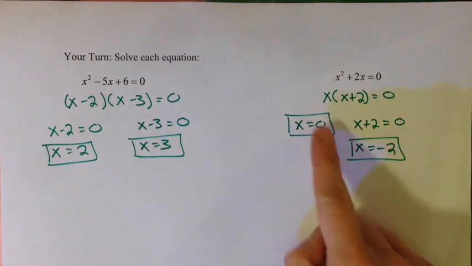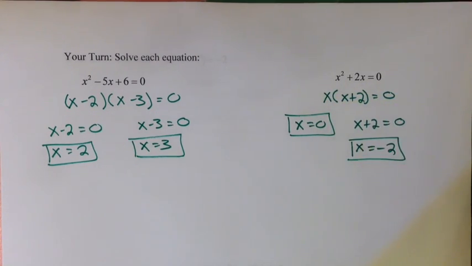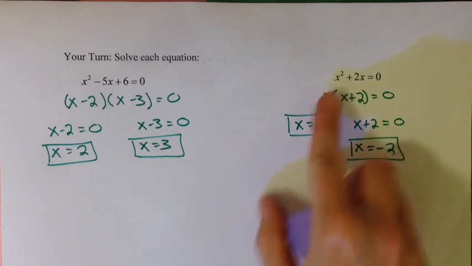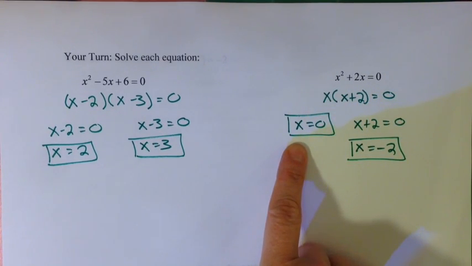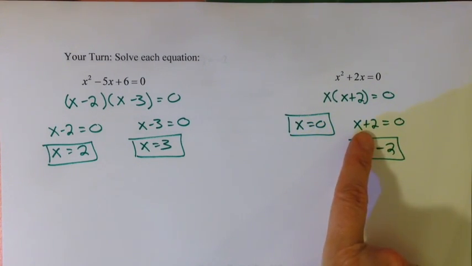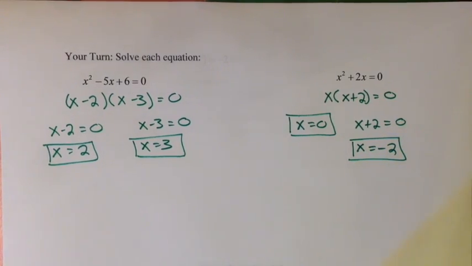Now it's still true that if I have these two things being multiplied together to equal 0, one of them has to be 0. So either the x is 0 or the x plus 2 is 0. This one's really nice because just by writing down my little equation, I've written down my answer already. For the x plus 2 equals 0 part though, I need to go ahead and finish solving that to get x equals negative 2.